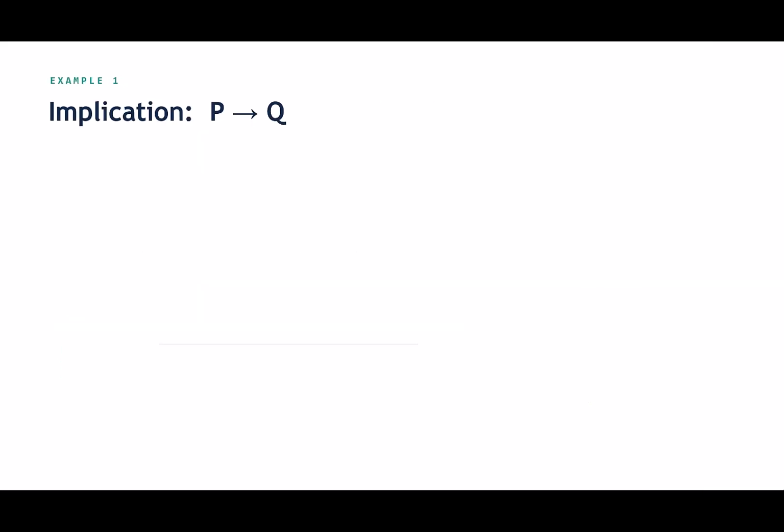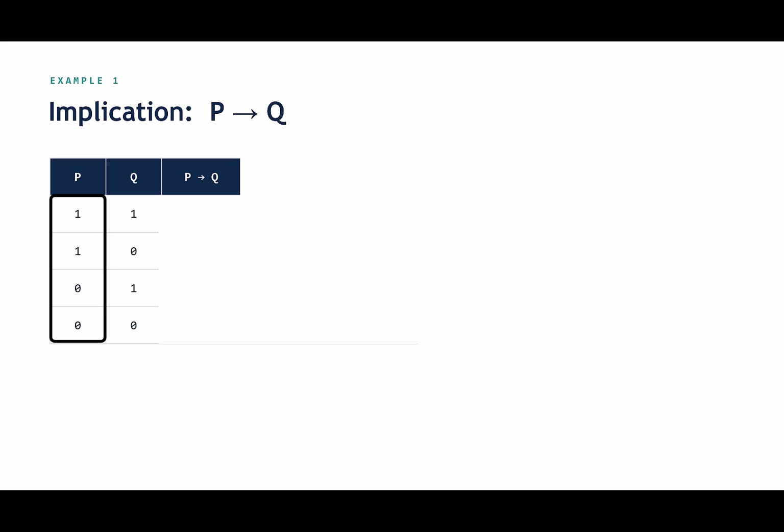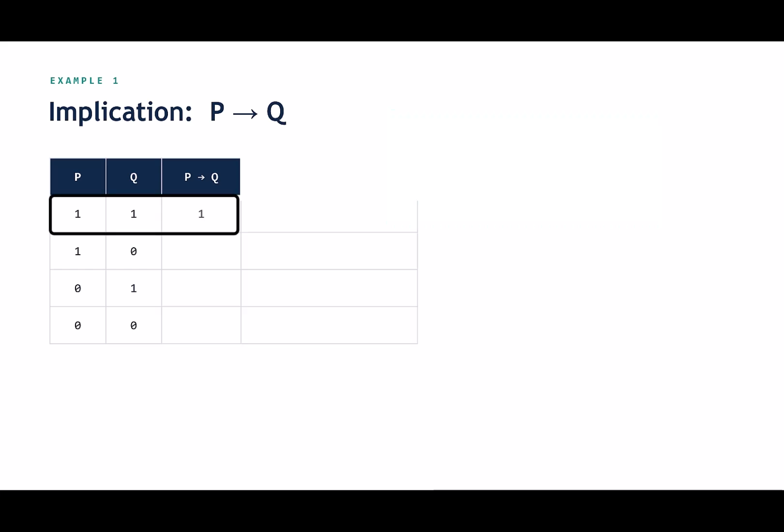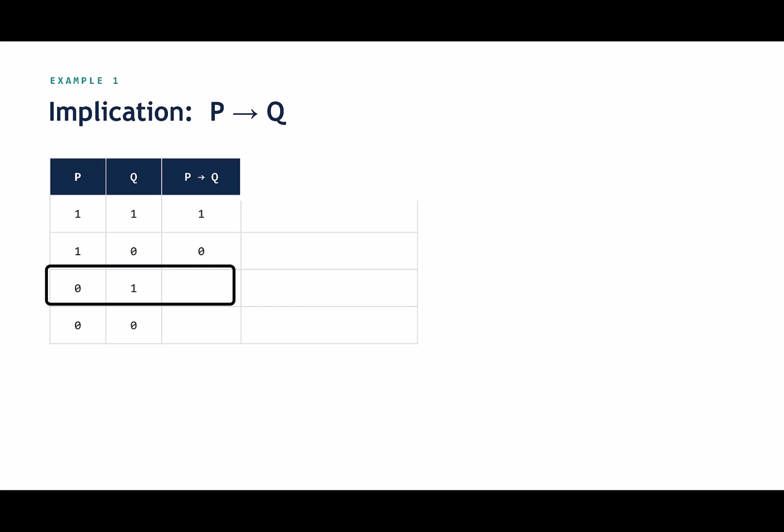We'll start small with P implies Q. In our truth table, we'll need a column for P, one for Q, and then one for P implies Q. P starts 1, 1, 0, 0, and Q starts 1, 0, 1, 0. This is our basic setup. Now let's think back to implies. With implies, we always think about what's false. True implies false is false, everything else is true. So true, true is true. True, false is false, false, true is true, and then false, false is true.